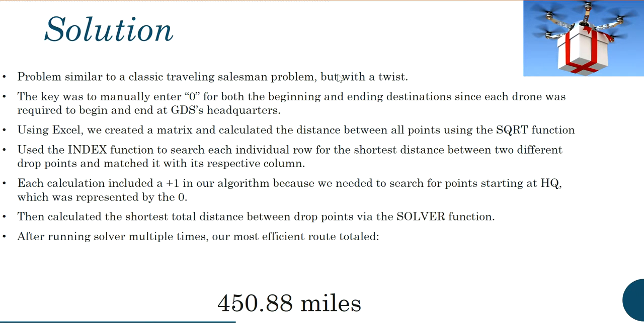Just recap. Basically, traveling salesman problem, but with a twist. You have a fixed starting and ending point, which is headquarters, which was 0. We created a matrix in Excel and calculated the distance between them using square root, which was a Pythagorean theorem. Using index function, we search each individual row for the shortest distance between 2 different points and match it with the respective column. Each calculation needed to have a +1 because of the 0, headquarters start, and that allowed us to use the Excel. That was more of an Excel problem than the actual problem itself. We then calculated the shortest distance using Solver, and our most optimal route was 450.88 miles.